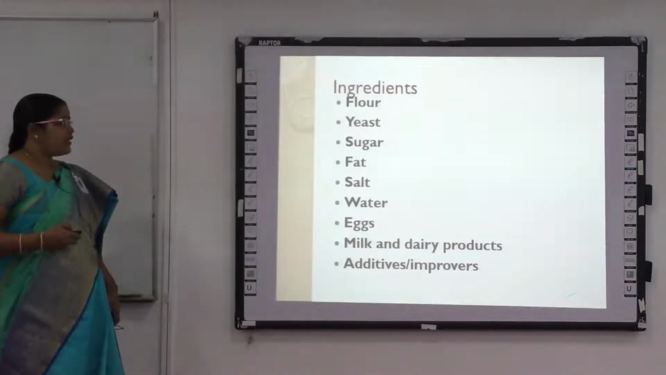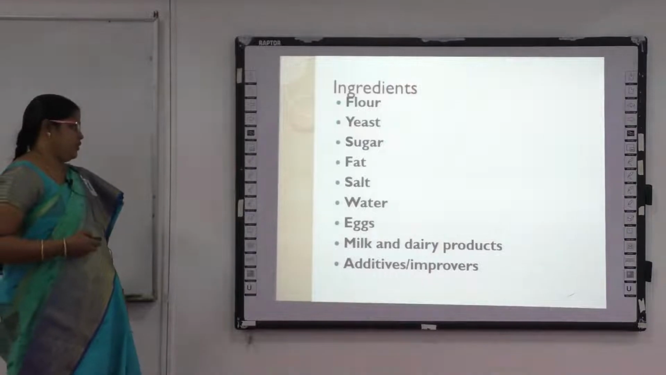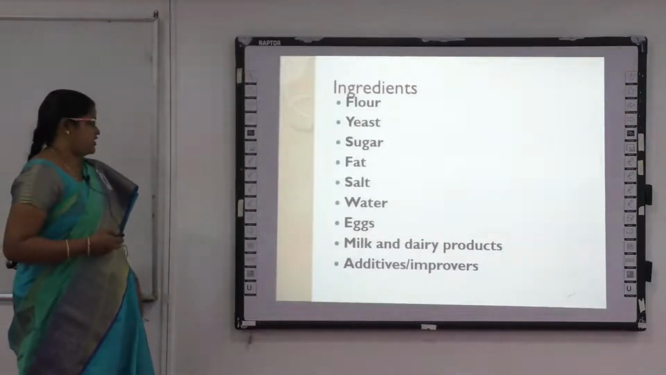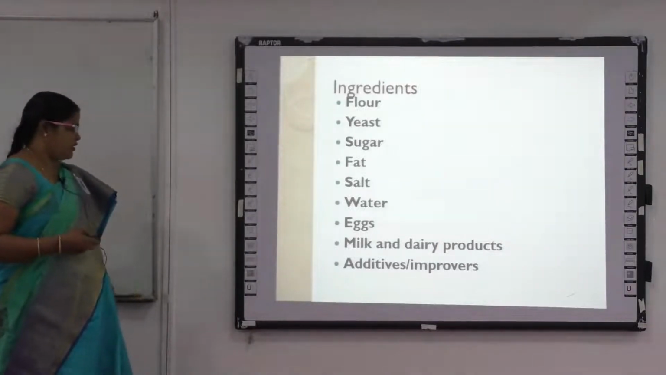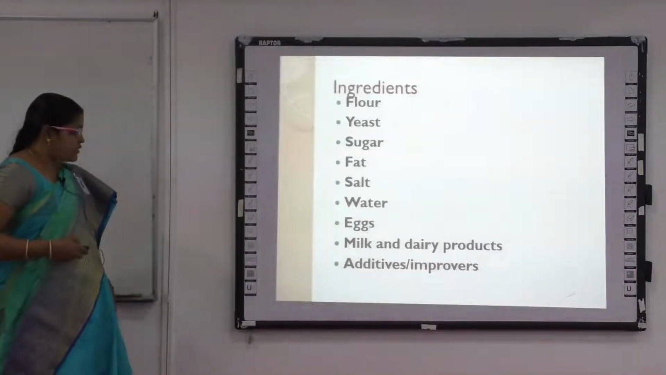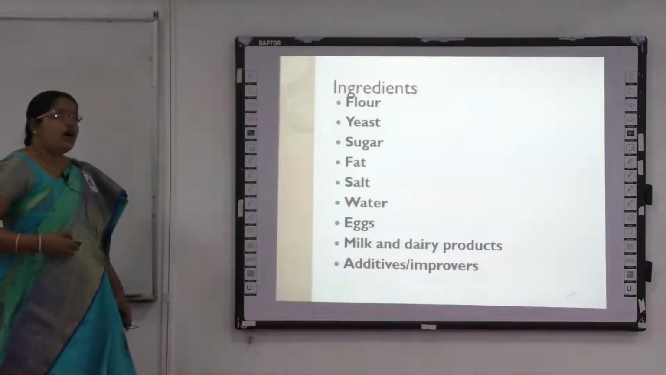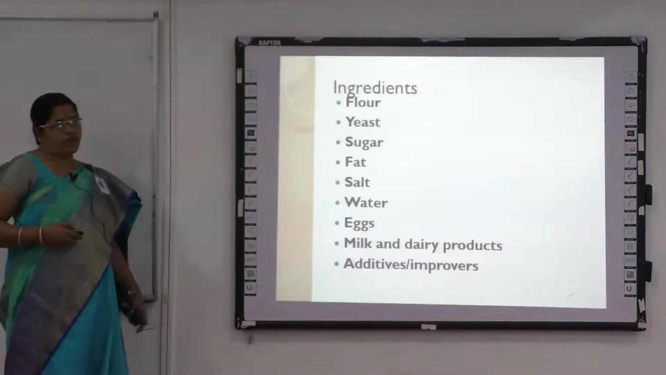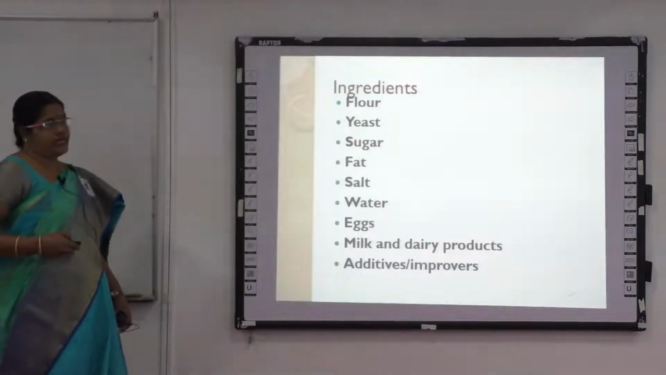also will act as a food for yeast, and will control the rate of yeast activity during the fermentation reaction. Next one is water. Water is another ingredient.